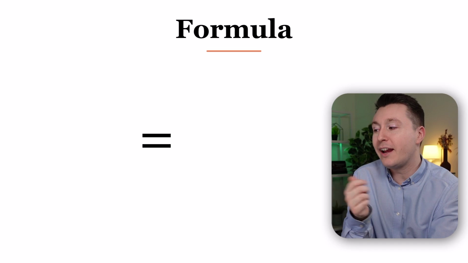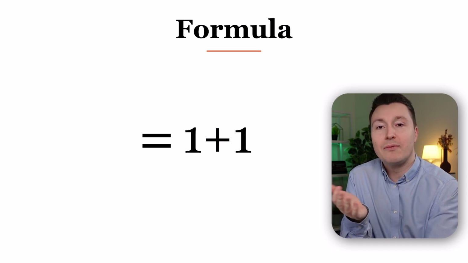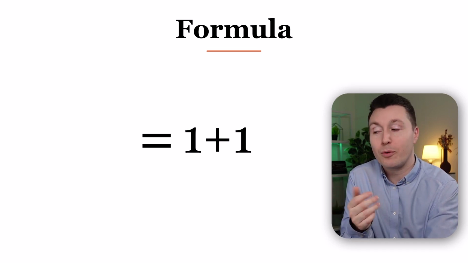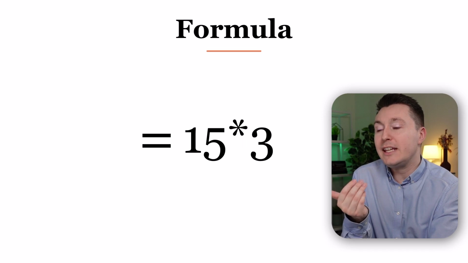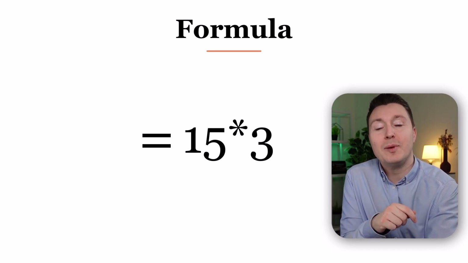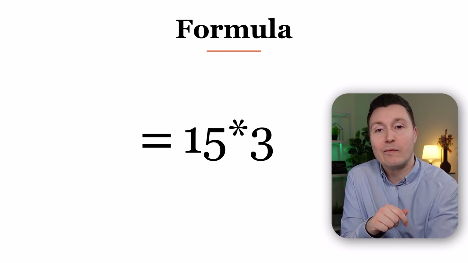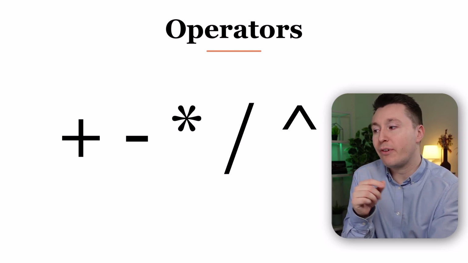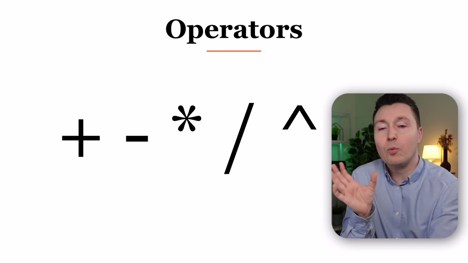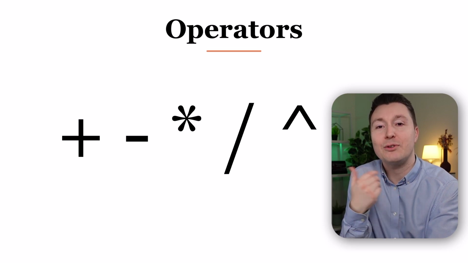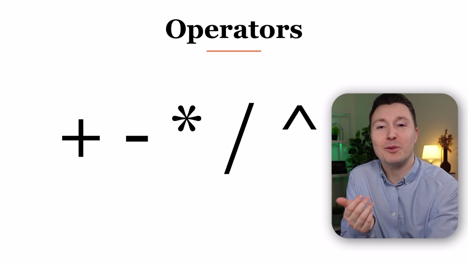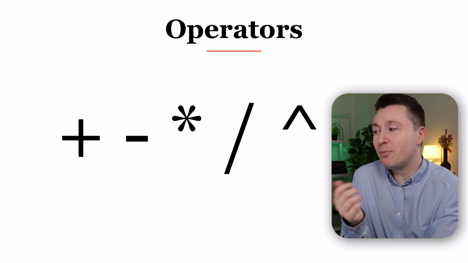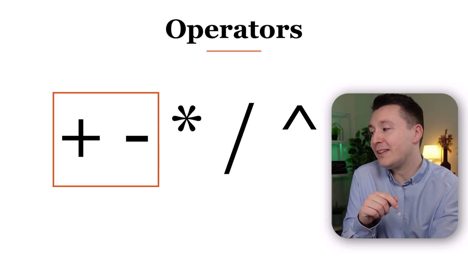So you can write 1 plus 1, that's a calculation, and that's a formula. You can also write 15 times 3, that would also be a calculation, that would also be a formula. In Excel and in math in general, we have these operators, and operators are what we put in between the numbers to actually tell Excel what we want to calculate.